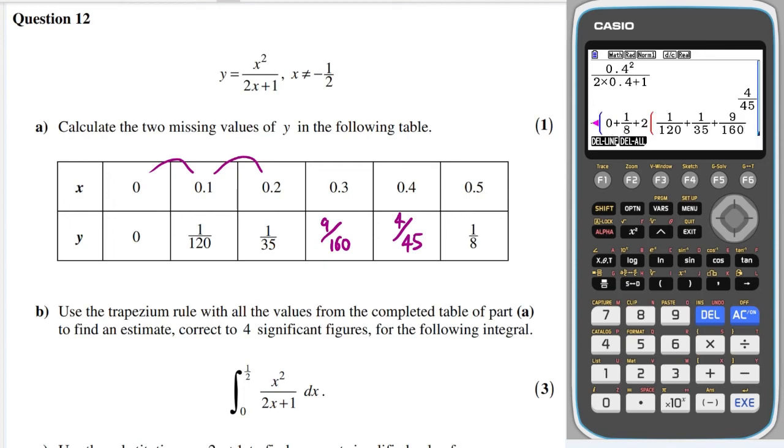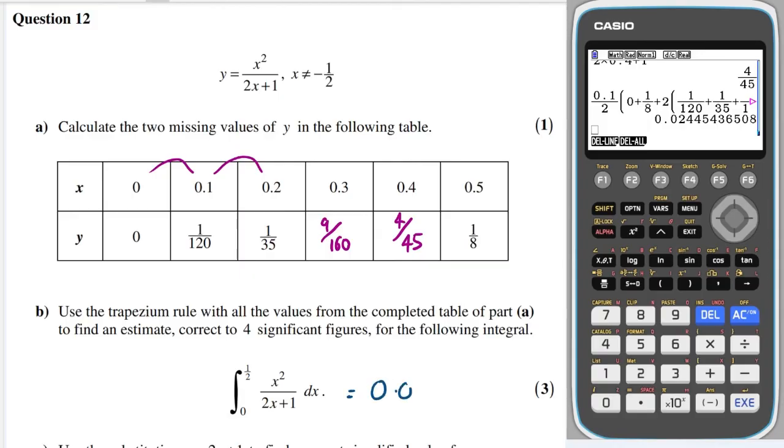So you would, in your exam, obviously write what you're doing down to get the method marks. I'm being a bit lazy and just using my calculator to do the whole thing. And it says to 4 significant figures, so that is 0.02445. Bosh.